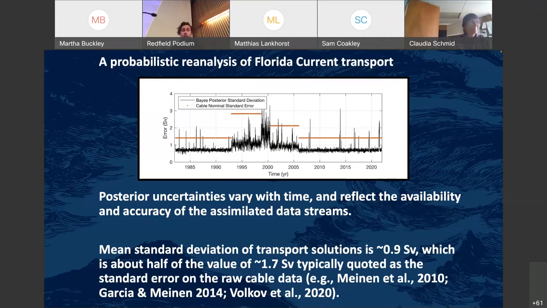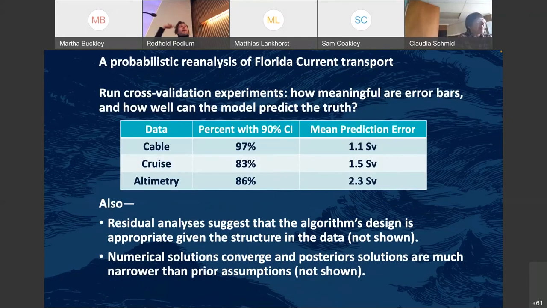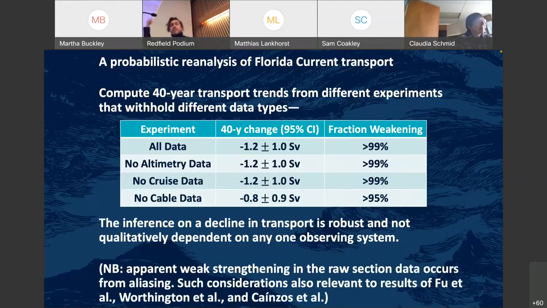One minute? Okay. I'll get to the punchline. The errors are cool. Ask me about them. This is what matters. The Florida current declined. Not yet. This is a plot that shows you that you should believe the error bars I produce, because it says that my estimate is about twice as accurate as the errors quoted on the cable measurement. I'll talk to you more about that later, but just to get to the punchline, sorry, I'm droning on here.